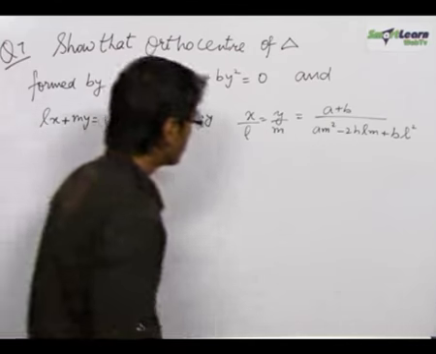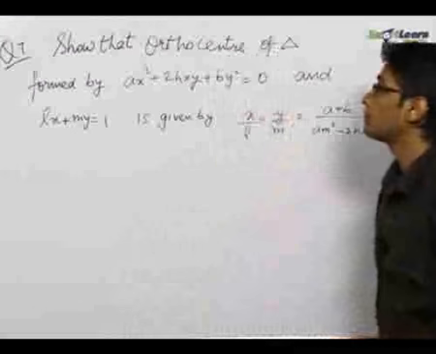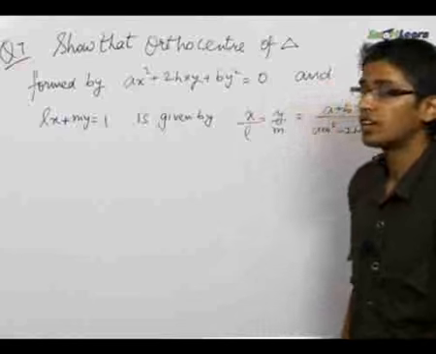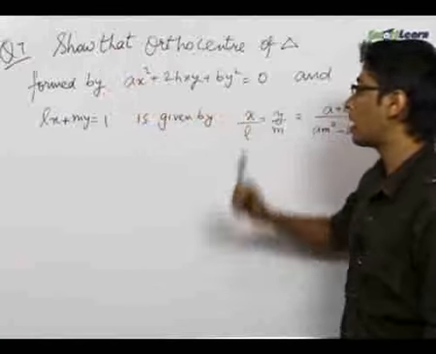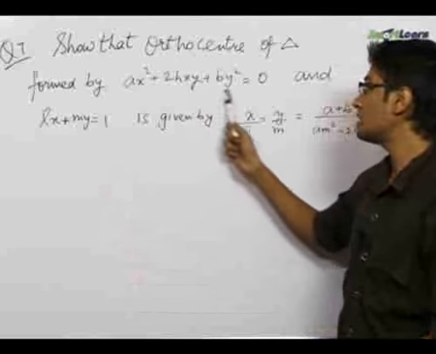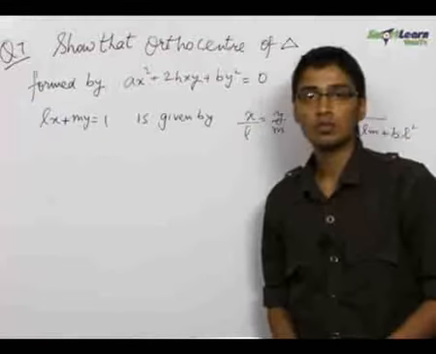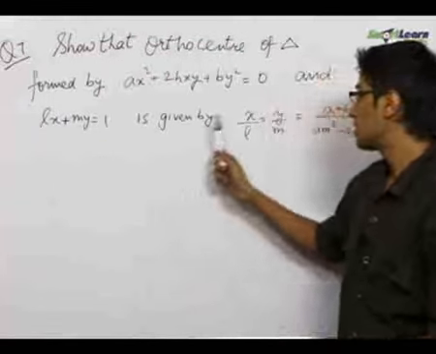The next question of ours is a really important problem which involves a lot of concepts of straight line as well as pair of straight lines. We have to show that the orthocenter of the triangle, which is formed by these two lines and the line Lx plus My equals 1, is given by x by L equals y by m equals this thing.